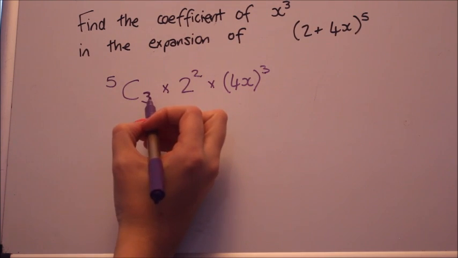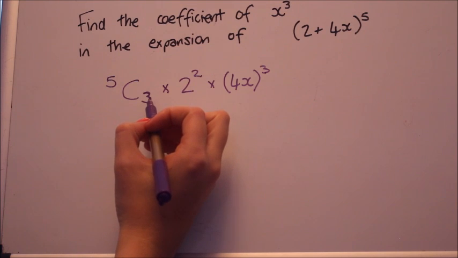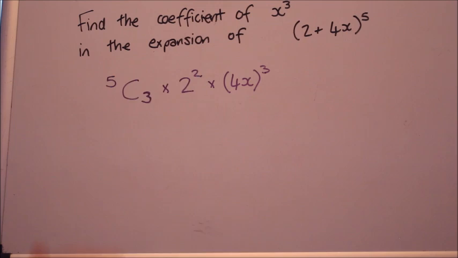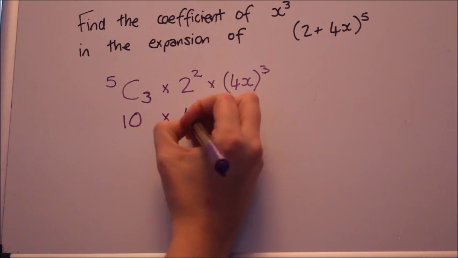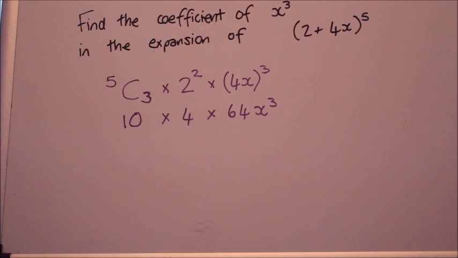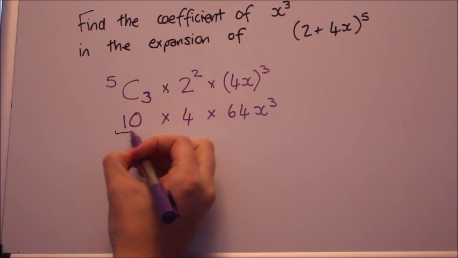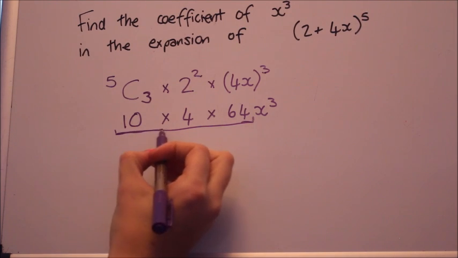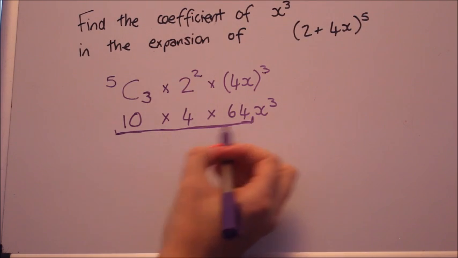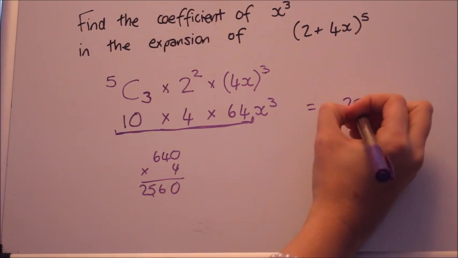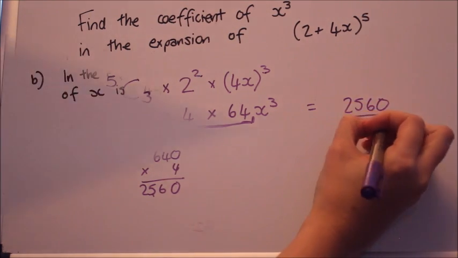This one here can either be 2 or 3 actually. Both will give you the same answer because they're symmetrical actually. Now we've been asked for the coefficient, and that just means the number, that bit that will be in front of the x cubed, so that will be all these numbers here. So the answer will just be the number, which I make it out to be 2,560.